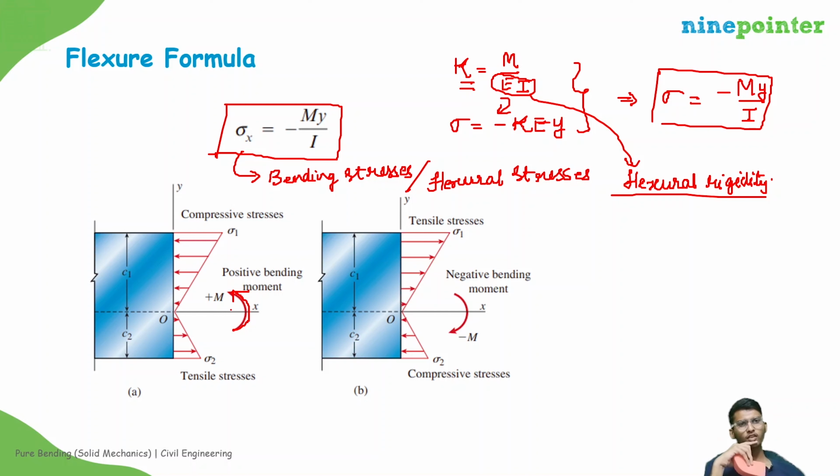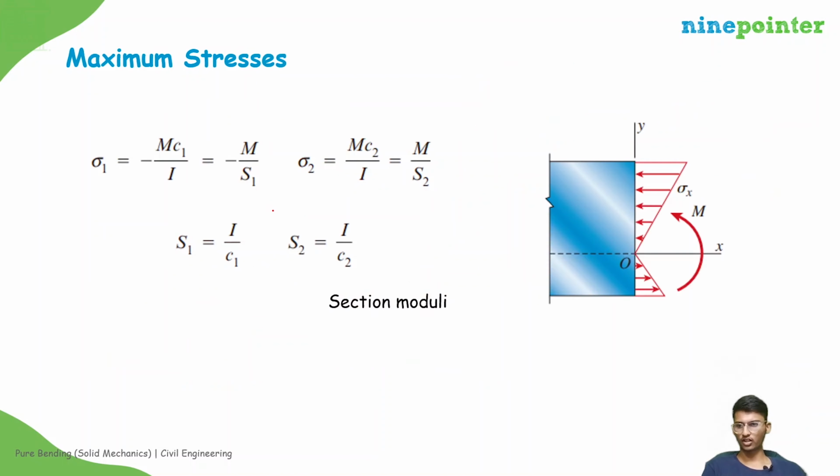Suppose you need to calculate the bending stress at this point, distance y from the neutral axis. Then you know that the magnitude will be given by My by I. And from intuition, we also know that the value is compressive. So from intuition you can put the sign, and just from the formula calculate the value. So just remember that bending stresses are given by My by I. Okay. This is about the flexural formula and maximum stresses.